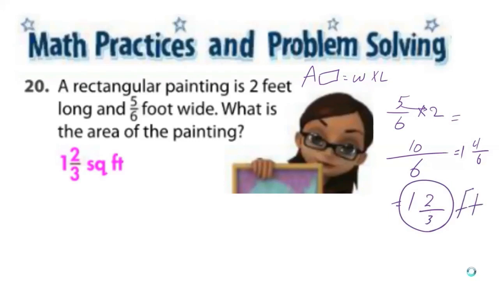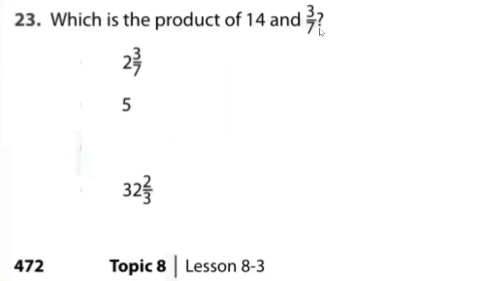Let's move to the last part in our lesson today, which is the common core assessment. The last section in our lesson today is Common Core Assessment, point number 27, which is the product of 14 and 3 over 7. It needs to multiply 14 by 3 over 7. Here is 14 multiply 3 over 7.